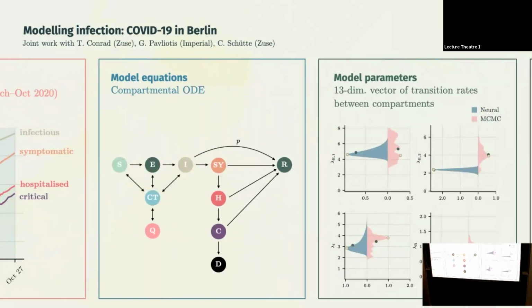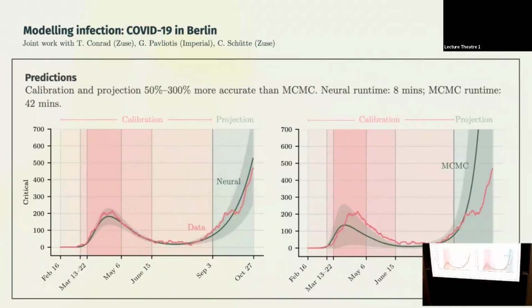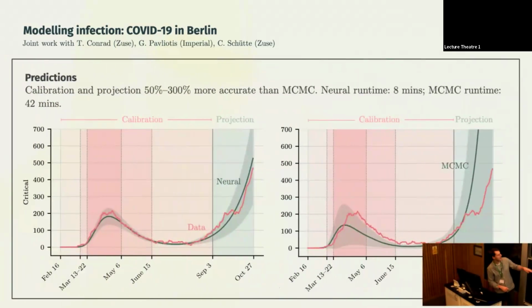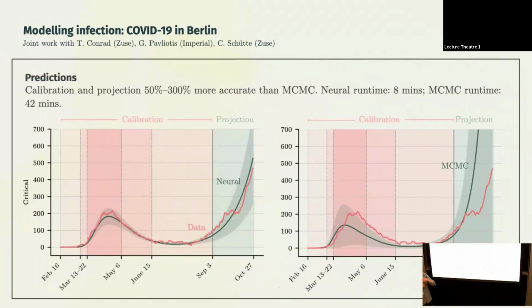Same thing as before. We train the neural network and get distributions on these parameters. The blue distributions are the neural estimates, and the pink ones are estimates using an MCMC. Then we take those estimates, sample from the distribution, put them back into the model equations, and produce an estimate of the data that we see, as well as a projection into the future.